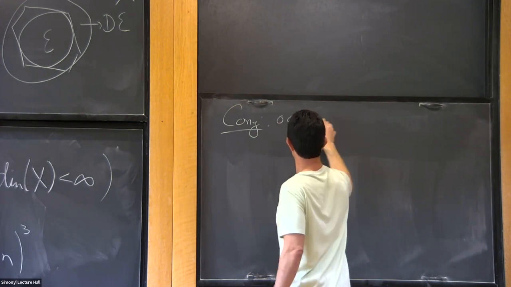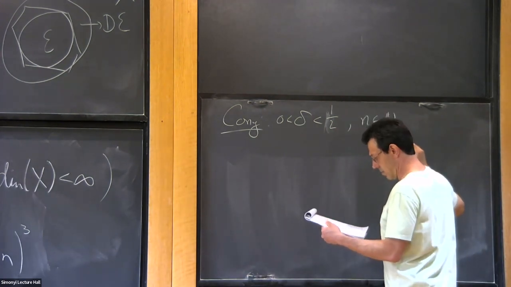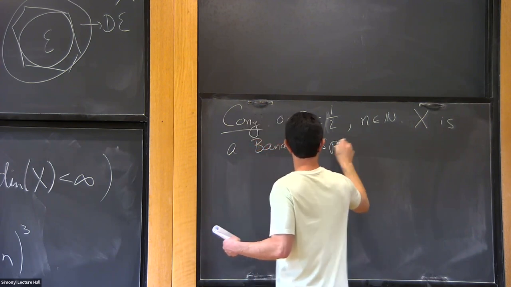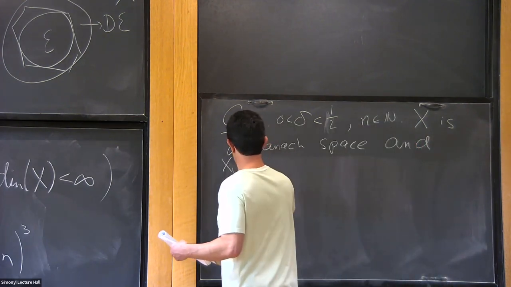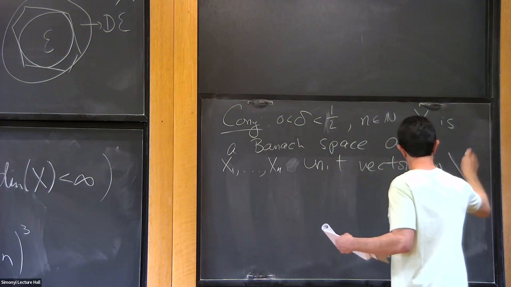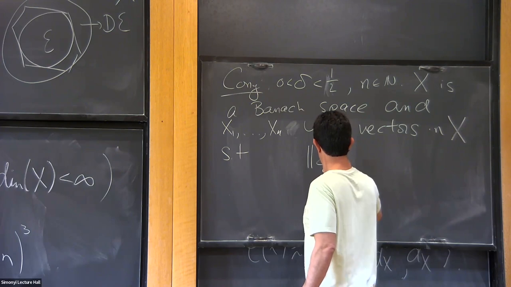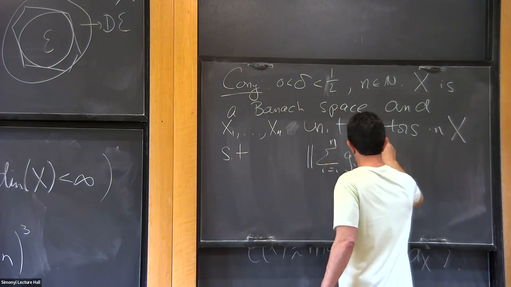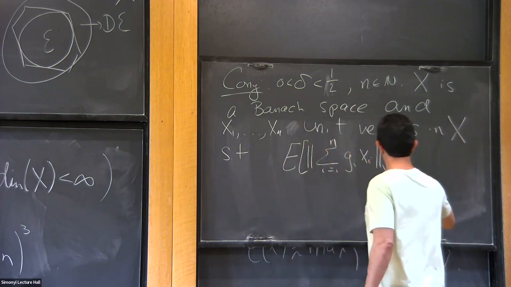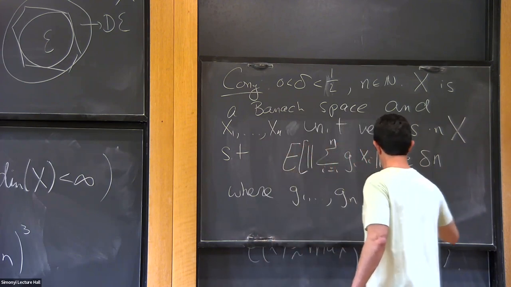So you are given some delta, maybe a half. And then X is a Banach space, and X1 up to Xn are unit vectors such that if you sum up the vectors with coefficients g_i and you take the expectation, that's at least delta times n, where g1 to gn are i.i.d. Gaussians.